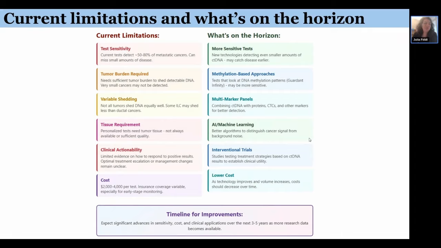And these tests are expensive. Insurance coverage is variable, but I think this is getting better. So what's on the horizon? More sensitive tests, new technologies like methylation-based approaches, multi-marker panels. There is a lot of development in artificial intelligence and machine learning to better analyze the results of these tests. We have multiple clinical trials ongoing to try to figure out how to respond to a positive test. And the costs are going to get lower. I think in the next 3 to 5 years, there's going to be a lot more data, and we might be looking at a totally different landscape of how we use liquid biopsies.